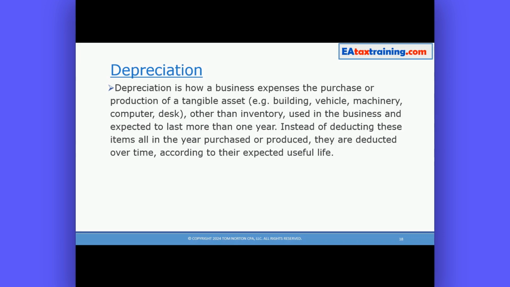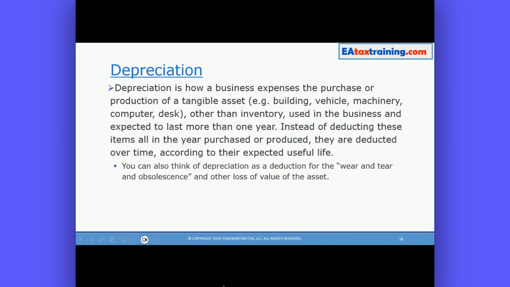Instead, you have to spread out the expense of buying that item over its anticipated useful life. So you get to deduct it. It's just that you can't deduct it all in 1 year. You have to deduct it over several years of its expected useful life. So that's what depreciation is. Now, it can also be thought of, and outside of a tax or accounting standpoint, you may have thought of it this way, and that is it is a deduction for the wear and tear and obsolescence or other loss of value of the asset.